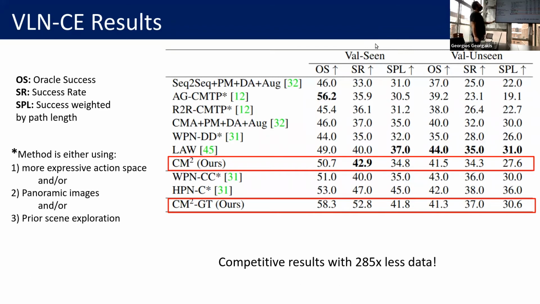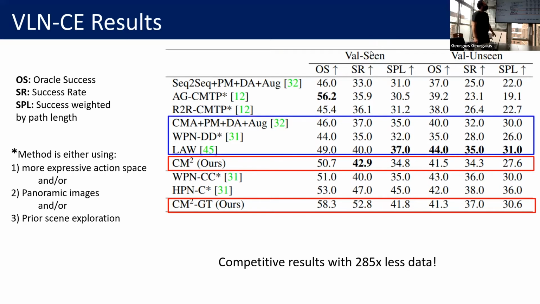Now, notice that a lot of these methods make different assumptions about the definition of the problem. A lot of them either use, for example, panoramic images, or they have some prior scene exploration component that allows them to have a map of the environment beforehand. We don't make any of those assumptions. We use the very default version of the task. And I think the most relevant methods that we compare to are these three, and we generally have very comparable results. And we use a lot less data.